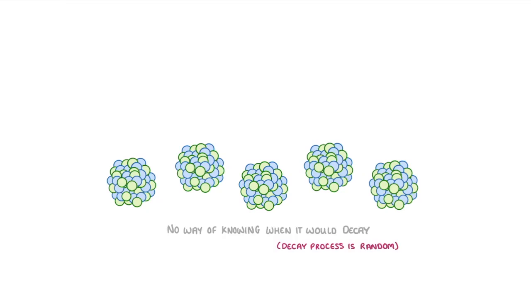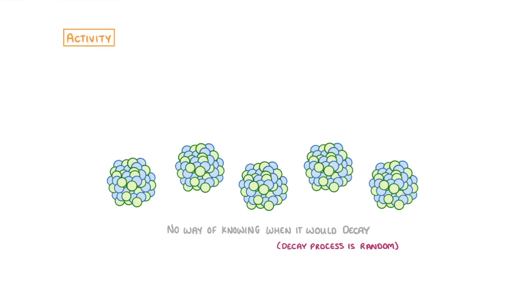If we were to consider a single radioactive isotope, we'd have absolutely no way of knowing when it would decay, because the decay process is completely random. However, if we have a large enough sample of radioactive isotopes, then even though we couldn't tell when any individual isotope would decay, we can still find out two very useful things.